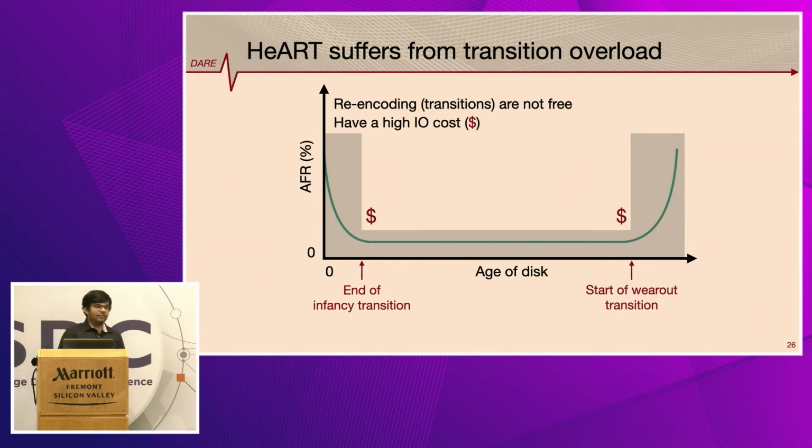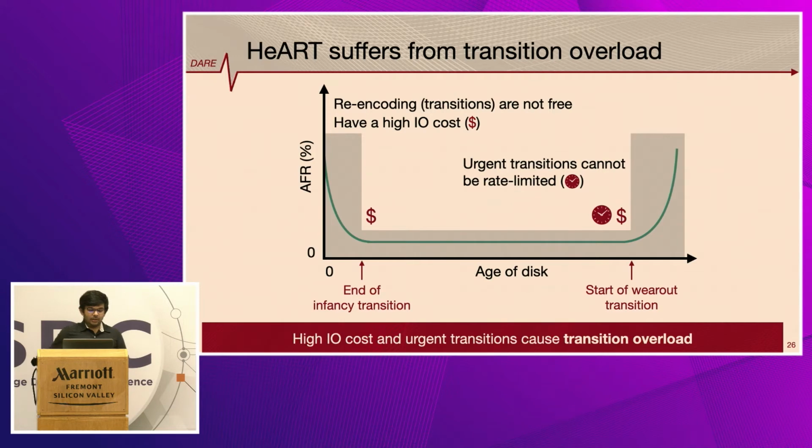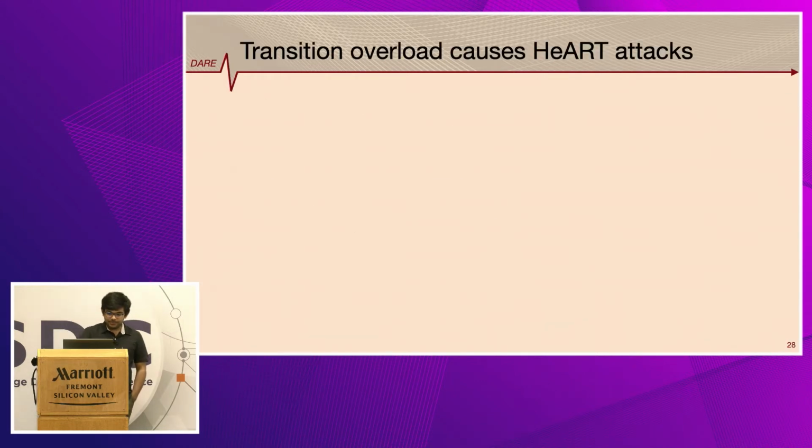You have to have an I/O cost associated with changing redundancy from one scheme to the other. Secondly, as I mentioned before, the transitions from useful life to wear out are urgent transitions that you cannot postpone. Yes? So both these things together, high I/O cost and urgent transitions, make up something that we call transition overload. And now we will talk about our improvement over HART, which overcomes transition overload.